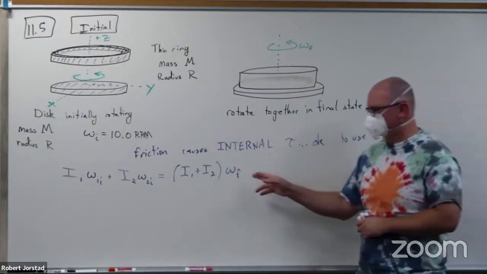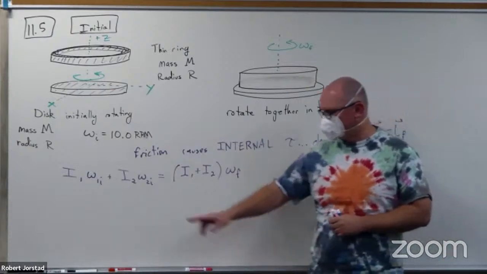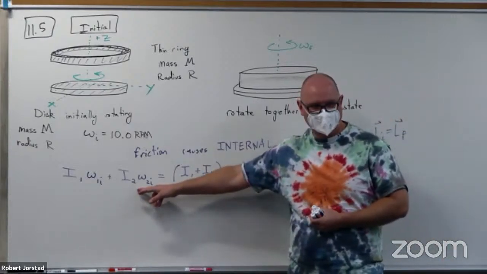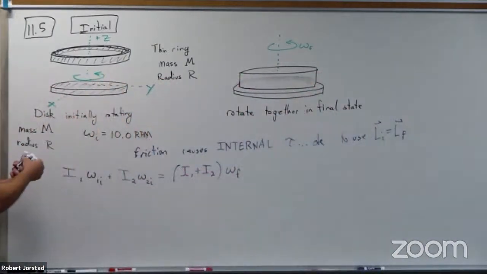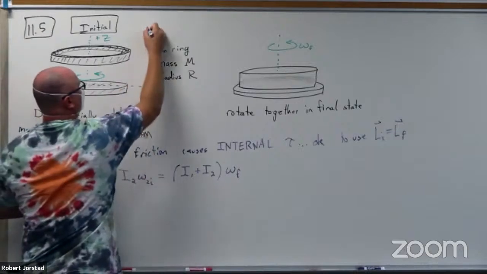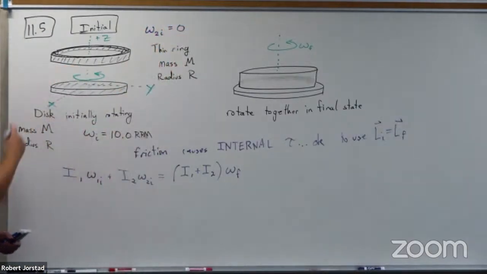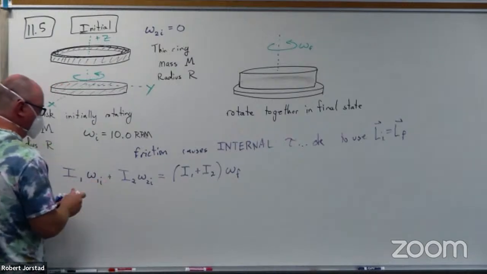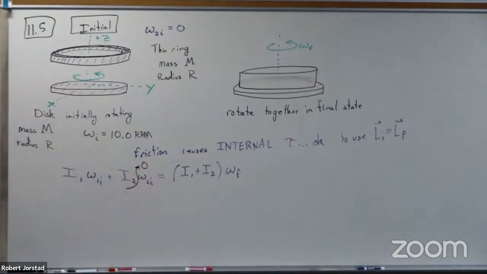One of the terms in here is 0. The second term? Which term? This one? Yeah. Why? Yeah, initially, this one was not rotating. So we could say omega 2 initial was equal to 0. It was not rotating before the collision. Does everybody see that? So it's a lot like your normal momentum problems. That drops out.